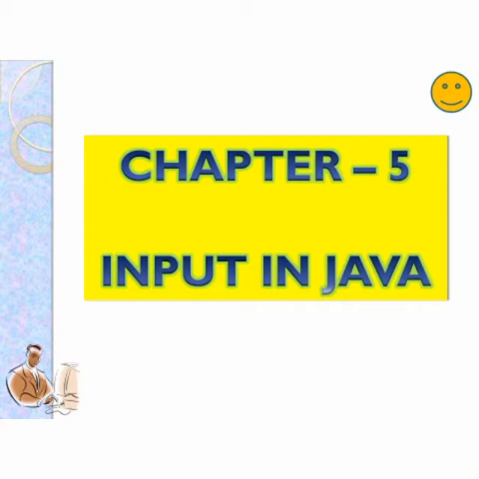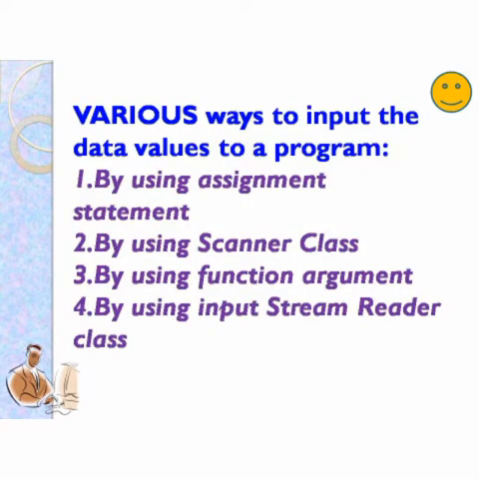So chapter 5, Input in Java. Various ways to input the data values to a program. There are 4 different ways, and one by one we'll discuss. The first one is by using assignment statement. Number 2, by using scanner class. Number 3, by using function arguments. Number 4, by using input stream reader class. So we'll begin from the first statement.